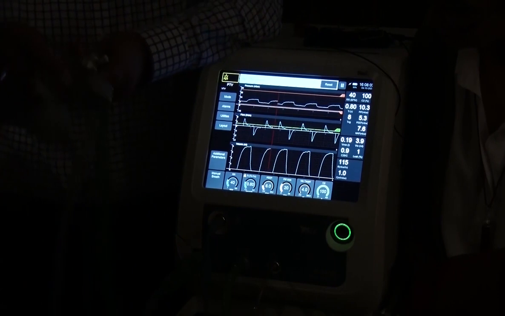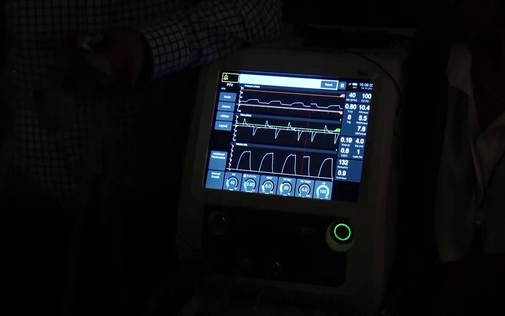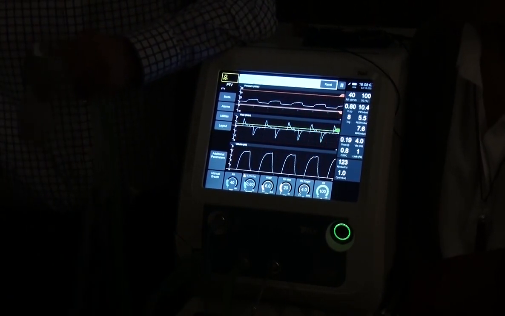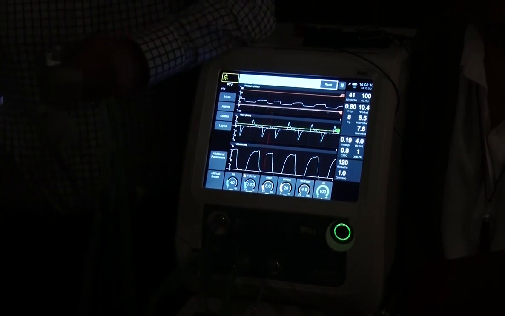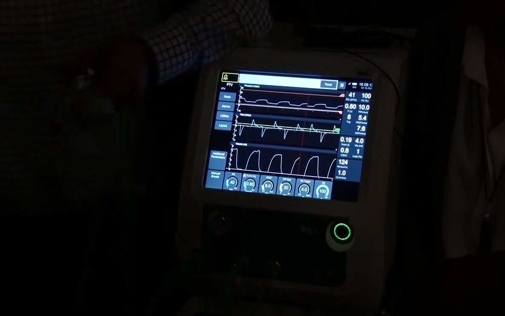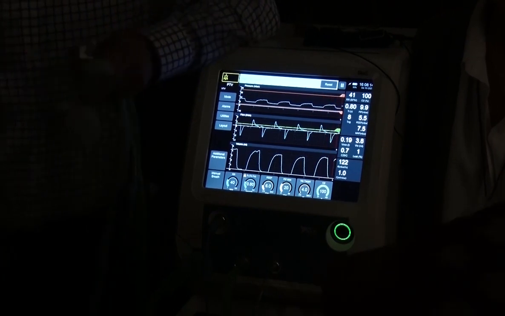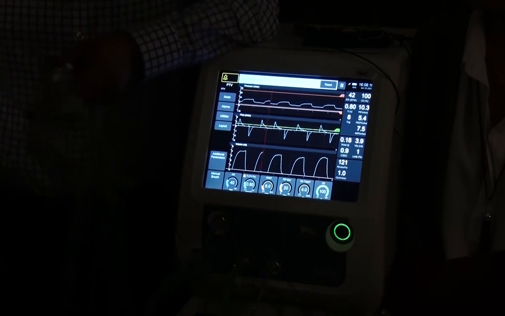Resistance is normal. You can see that here. And the compliance is down, so decreased compliance. It's compliance times resistance times 5 that gives your inspiratory time, so it's now gone down. So that's why preterm babies need much lower inspiratory times than term babies with normal lungs.